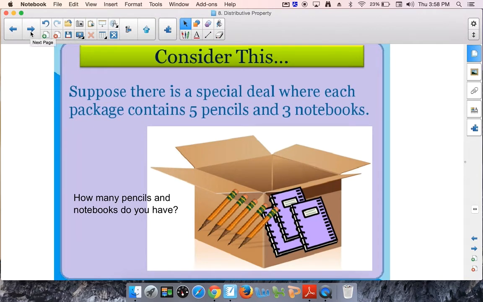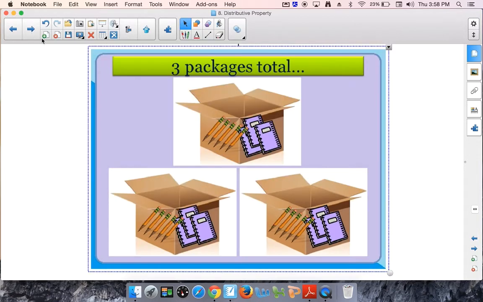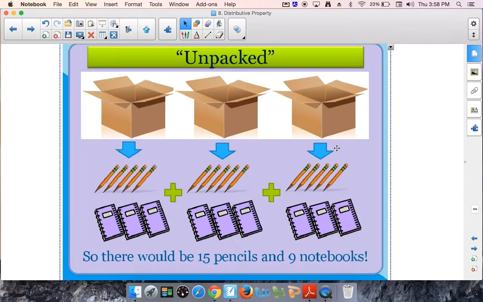Consider this. Suppose there's a special deal where a package contains 5 pencils and 3 notebooks. How many pencils and notebooks do you have? Well, if you looked at the 3 packages, you'd put 5 pencils in each of the packages and 3 notebooks in each of the packages. So if we unpack them, we'd end up with 5, 10, 15 pencils and 3, 6, 9 notebooks.